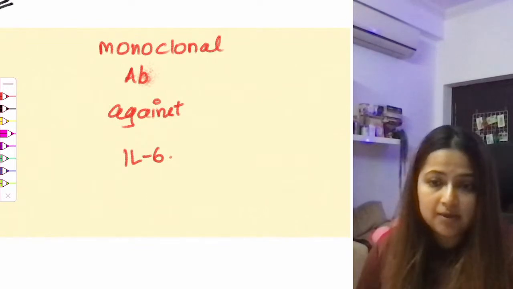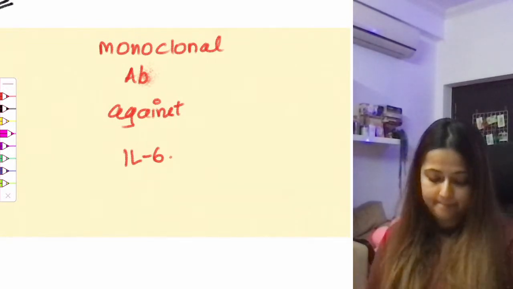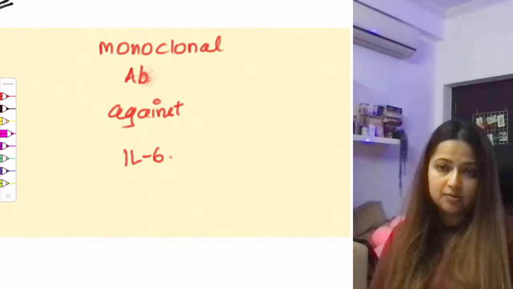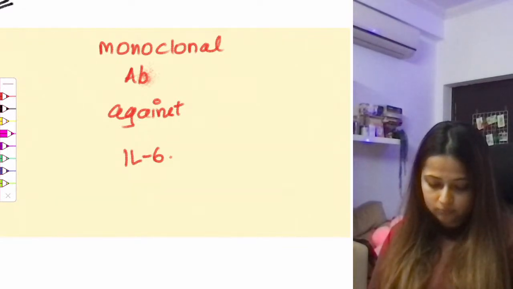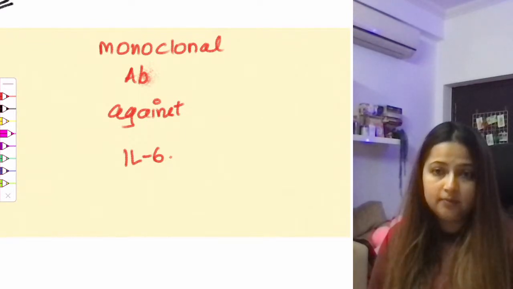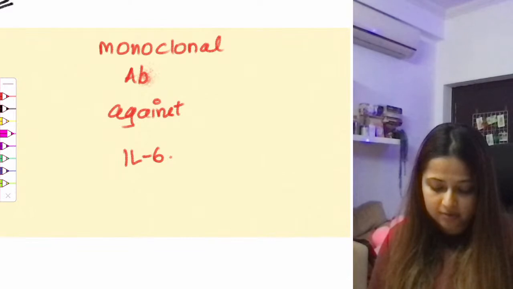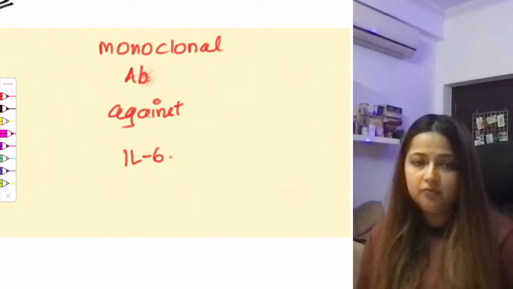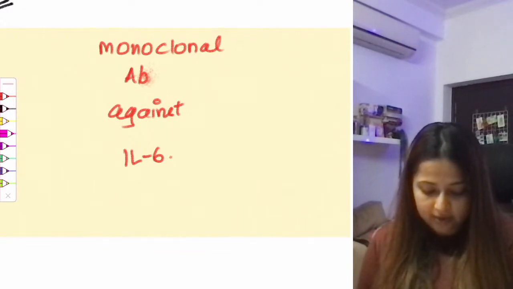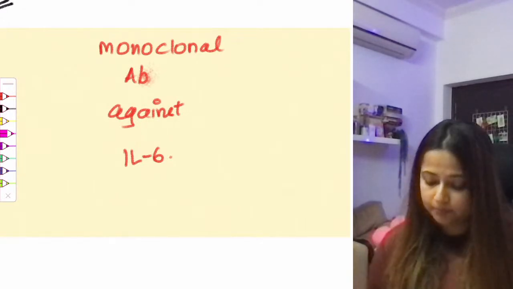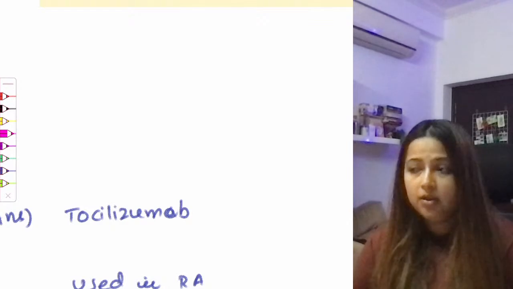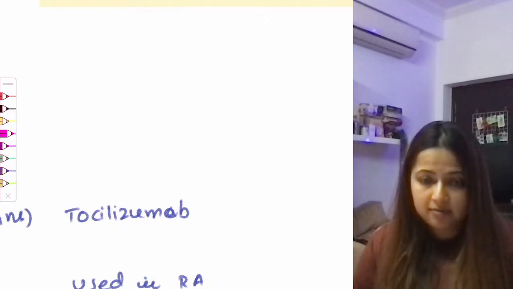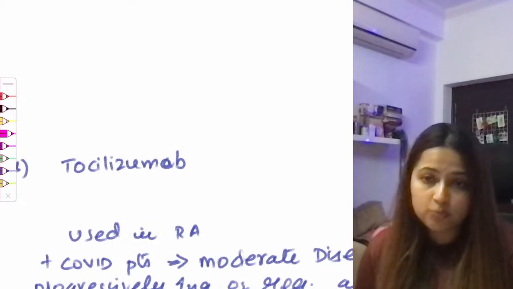Monoclonal antibody against interleukin-6. What is the answer here? Can anyone tell? This is really important. This drug has also been used in the past for the management of COVID-19. Excellent, Smriti. The answer is tocilizumab. Remember, tocilizumab is used for the management of rheumatoid arthritis. Along with that, this has also been used for the management of COVID patients.